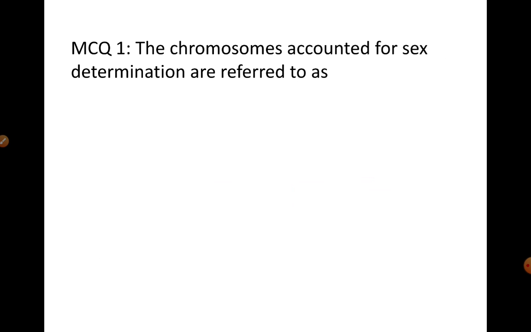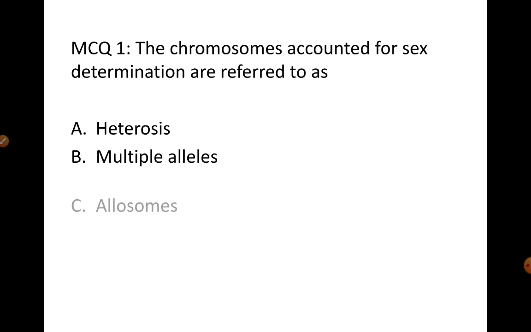Now just try to answer a few questions based on what we have discussed, and it will help us to recollect a few concepts. Now the chromosomes accounted for sex determination are referred to as, what could be the answer? Heterosis, multiple alleles, allosomes or autosomes.